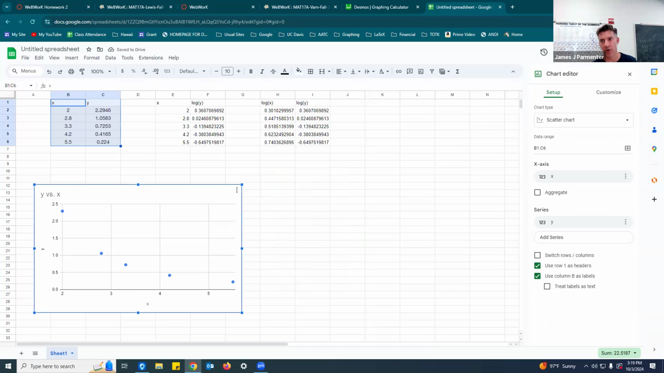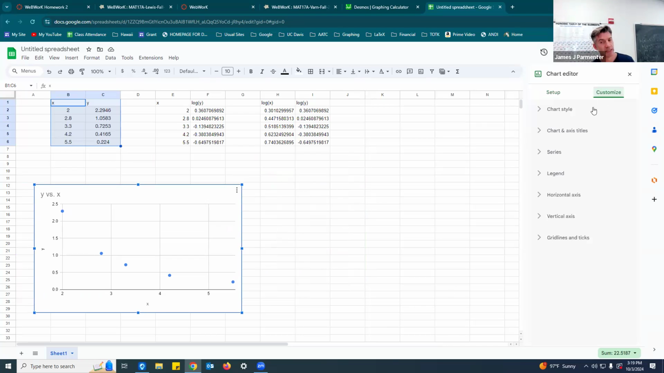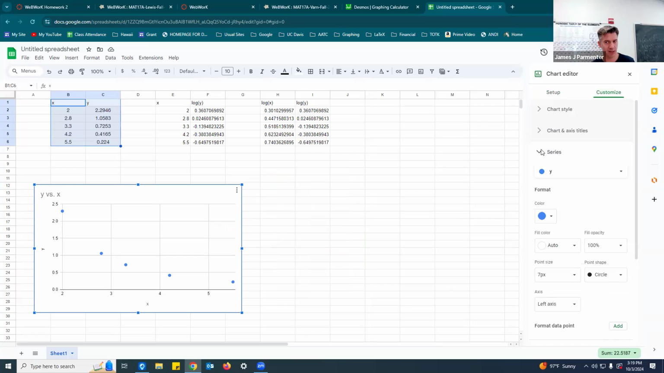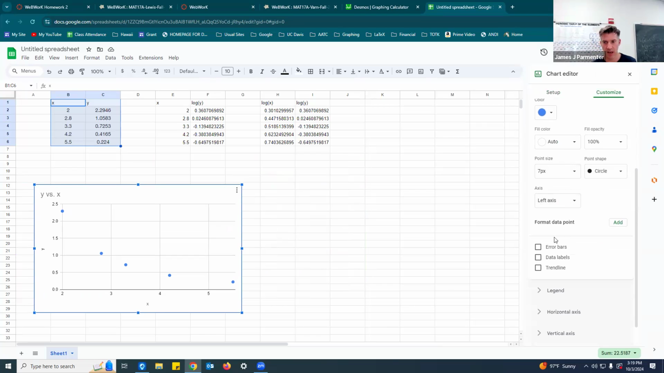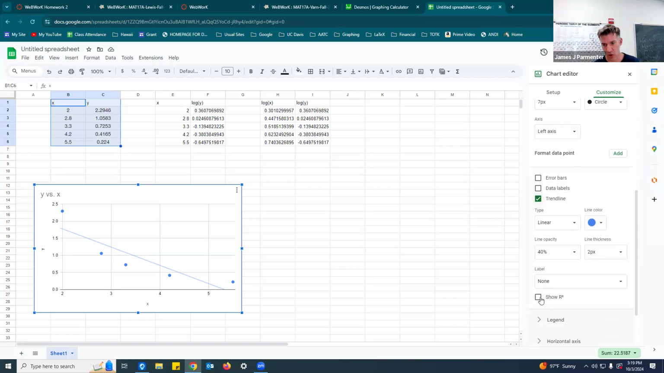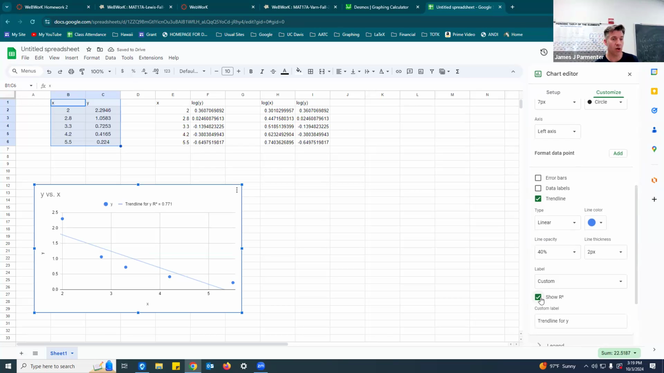But here's how you tell how good or not good it is. You remember how to do it. You go to customize. You go to series. Yeah, and then you go down, down, down, and you click on the trend line. There's the best fit linear line. And then you also click on showing R squared so that you can see how good a fit it is. The closer that number is to 1, the better your fit is. The closer it is to 0, the more terrible your fit is.